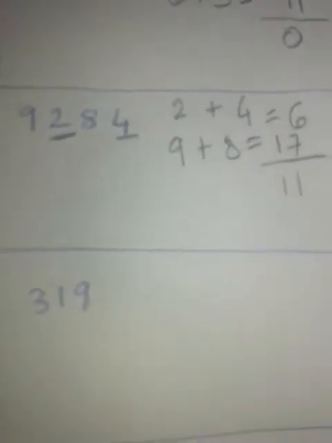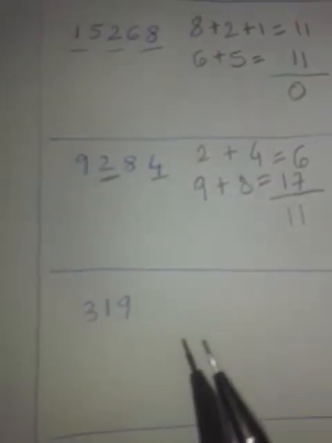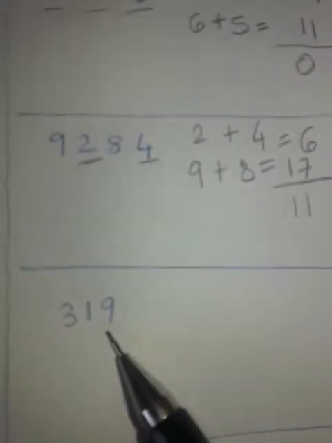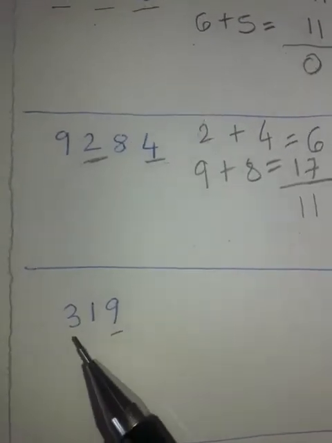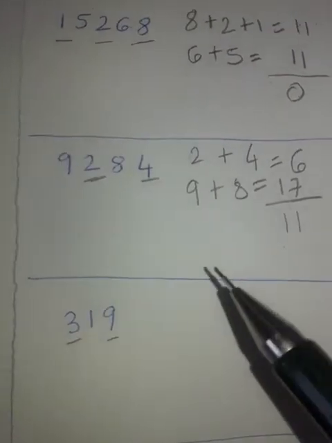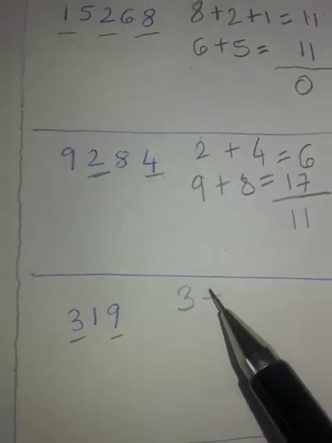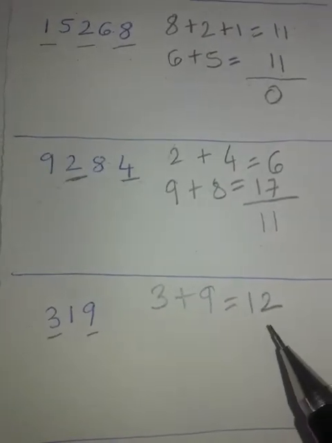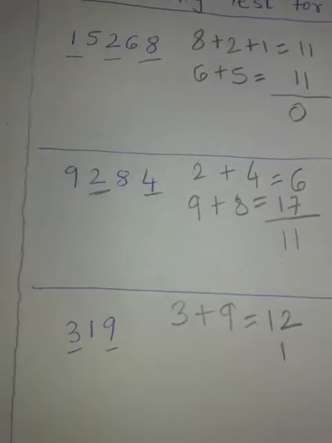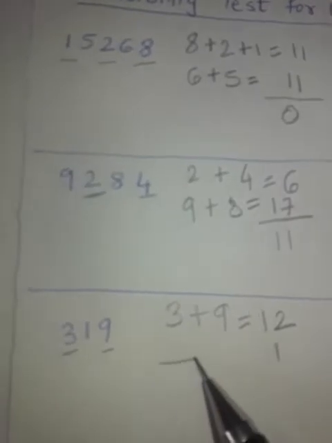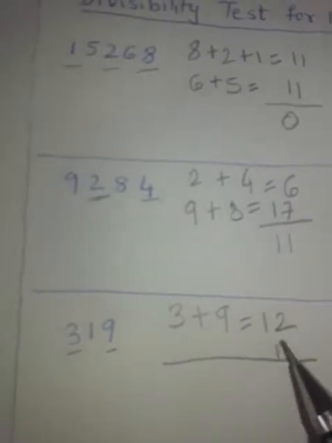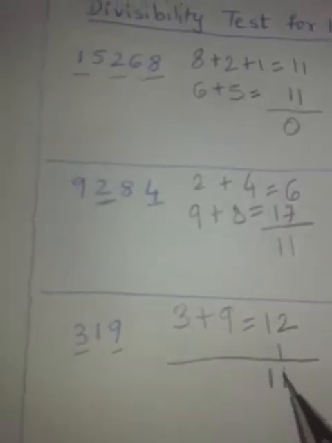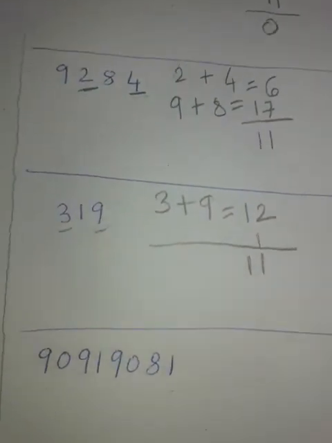One more example. 319. Start with this number 9. Its alternate number is 3. What is their sum? 3 plus 9 is 12. And the remaining number is 1. So just write 1 here. We don't have any other number to add to it. So it's 1. And take their difference. Difference is 11. That means the given number is divisible by 11.